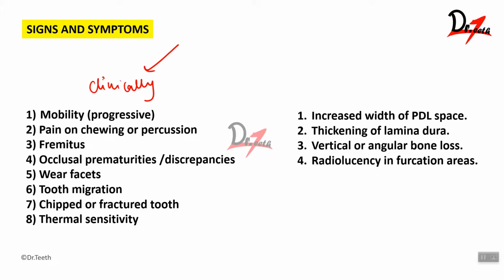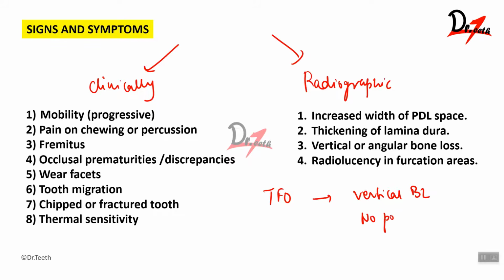Coming on to the radiographic signs. We can see increased width of the periodontal ligament space. There is thickening of the lamina dura. There is presence of vertical and angular bone loss along with radiolucencies in the furcation areas. So remember one thing, in case of trauma from occlusion, there is presence of vertical or angular bone loss with no pocket formation. So this is the classical sign which we have to look for when we are judging trauma from occlusion.